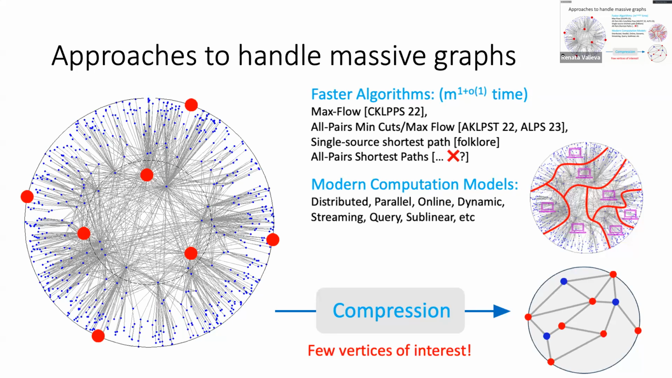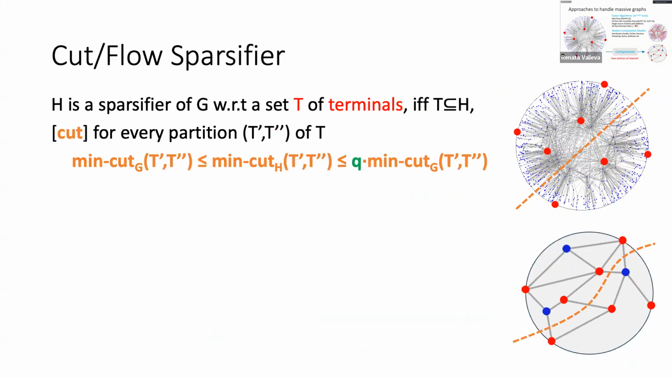Therefore, there's a trade-off. Normally, we cannot achieve the best of both. One of the most important kinds of information we want to preserve is cut, flow, and distance. And today, we're going to see one of them, flow sparsifiers. It's usually defined together with cut sparsifiers, as they are very similar naturally.